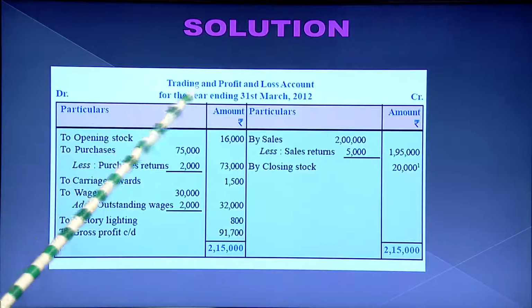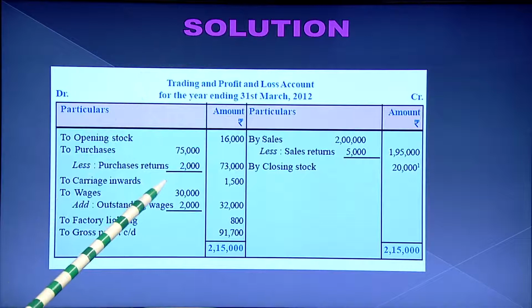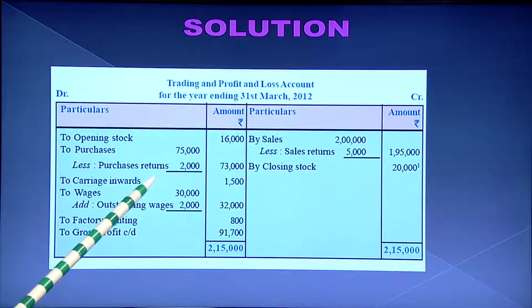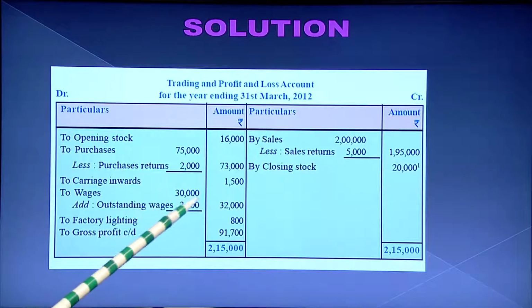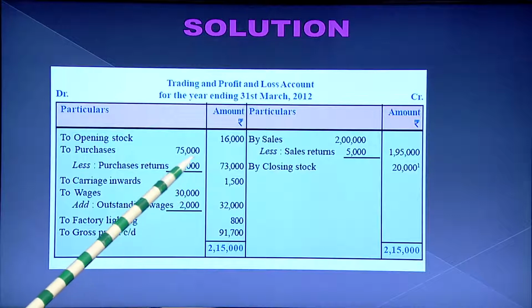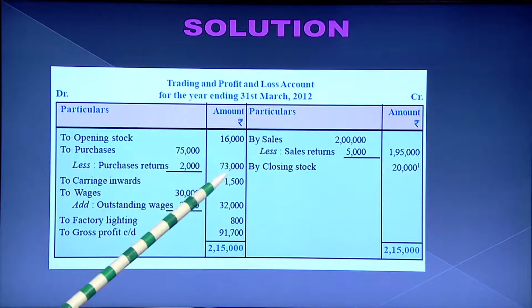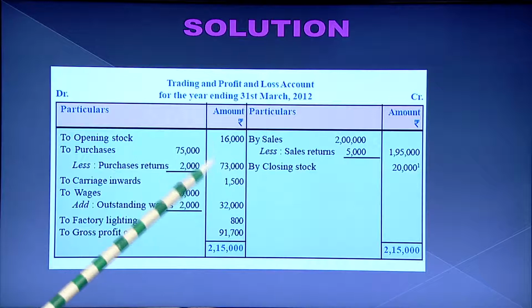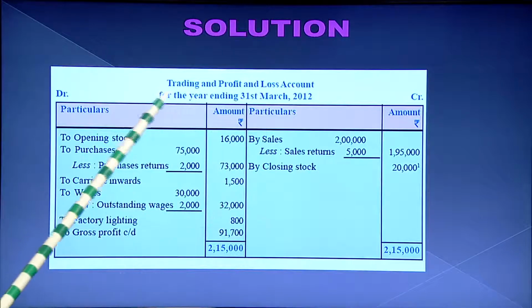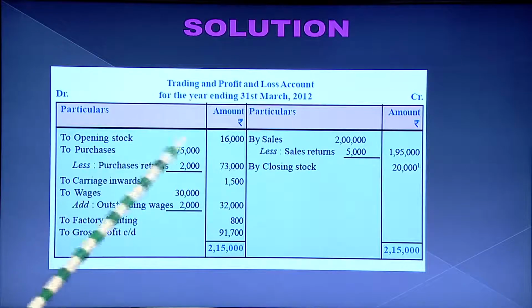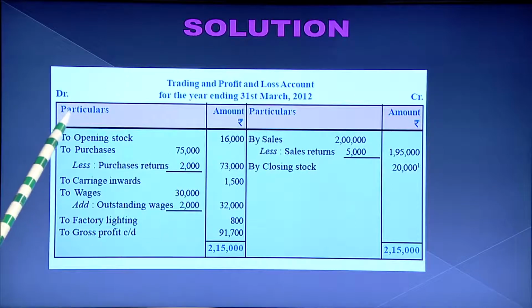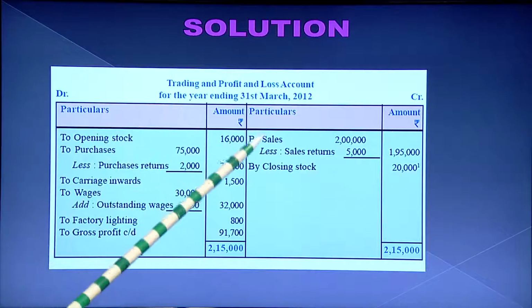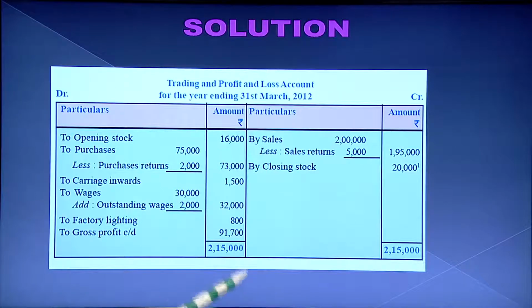First, we will prepare trading and profit and loss account. Trading and profit and loss account will start from trading account. So, first we will prepare trading account, and after that we will prepare profit and loss account, and our last is balance sheet. So, dear learners, in trading and profit and loss account, there are 4 columns. Debit side, the columns are particulars and amount, and credit side particulars and amount.